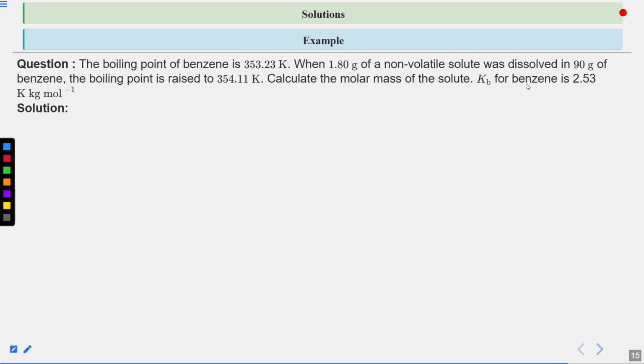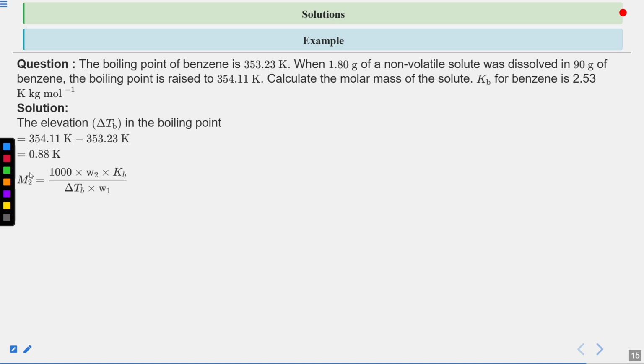To solve it, we will again use the colligative property of elevation in boiling point. The elevation in the boiling point can be given as 354.11 minus 353.23 Kelvin. So we have here the boiling point of benzene, and we have the new boiling point. Therefore, we can get the elevation from here. By doing the subtraction, we get 0.88 Kelvin.